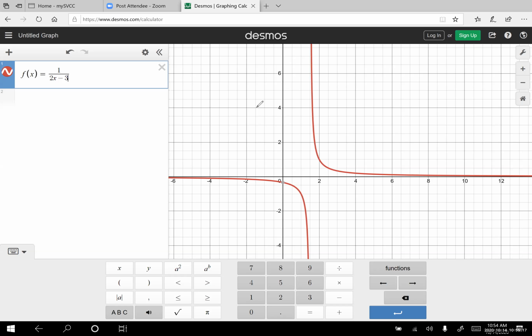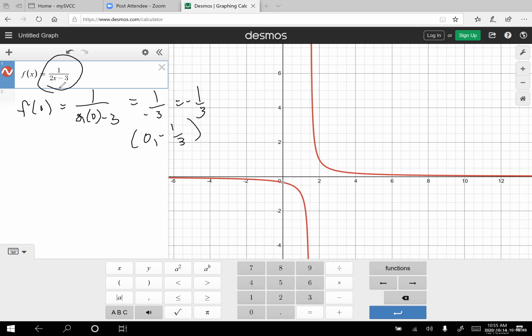If I plug 0 into this, that is going to be perfectly legit because f of 0 is 1 over 2 times 0 minus 3, which is 1 over negative 3. So I get negative 1/3. So I get a real number back out. That's fine. So 0 is in the domain because when I plug in 0 to this function, I get a number back out. It's matched with negative 1/3 in the range.